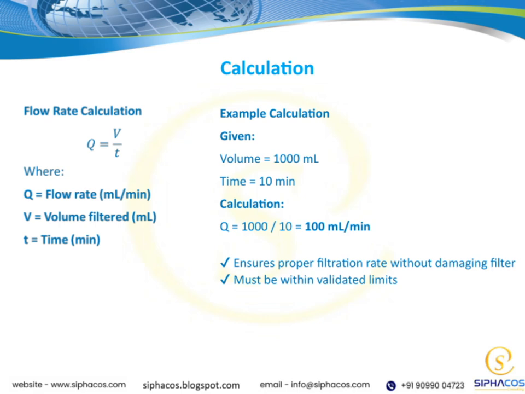This calculation is important because it helps us ensure that the filtration process is happening at the right rate. If the flow is too fast, we might damage the filter, which can compromise the entire process. On the other hand, if it's too slow, it could delay our workflow. So always remember, the flow rate needs to stay within validated limits. Those are the parameters established through testing to guarantee safety and efficacy. Keeping this balance ensures proper filtration without risking damage. And that's the key takeaway here. By calculating and monitoring flow rates carefully, we maintain both product quality and equipment integrity.